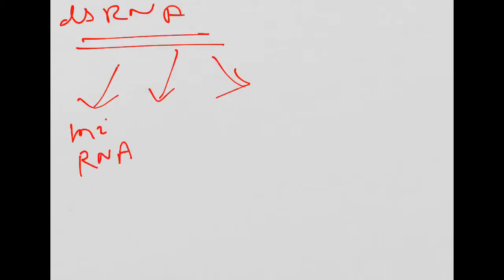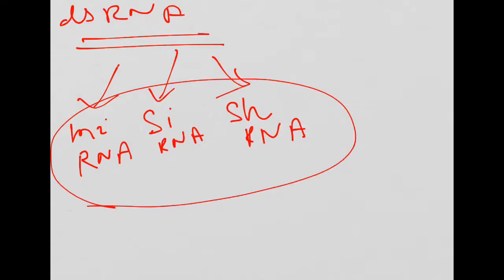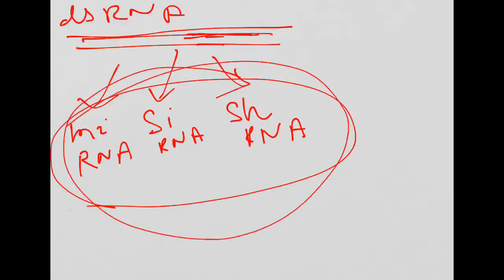So when the cell contains a double-stranded RNA molecule, different enzymes will be recruited by the cell so that it can be processed into three different types of small RNA molecule, like you can say miRNA or microRNA, siRNA or small interfering RNA, and shRNA or short hairpin RNA. These structures are formed by processing the double-stranded RNA molecule. Depending on the structure of the double-stranded molecule, different types of small RNA molecules are formed using different enzymes.